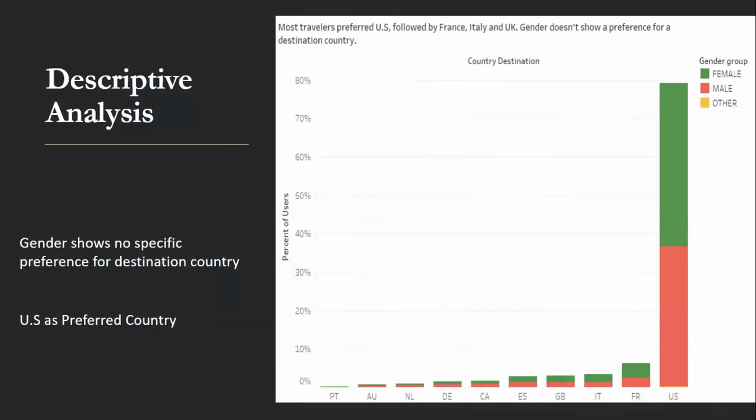Here we are seeing the gender preferences. It could be observed that most travelers preferred US, but there's no major preference of any destination country by gender, which is in line with the literature review, where one of the studies says that gender plays a moderating role while they're finalizing their travel destination.